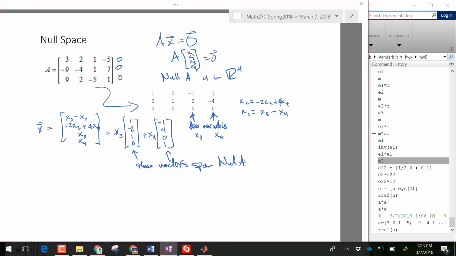I mean, if the dimension of the matrix was, instead of a 3 by 4, if we had a 4 by 2 or 3 by 2, then your null space would live in a smaller space than your column space. So it depends on the dimensions of the matrix.